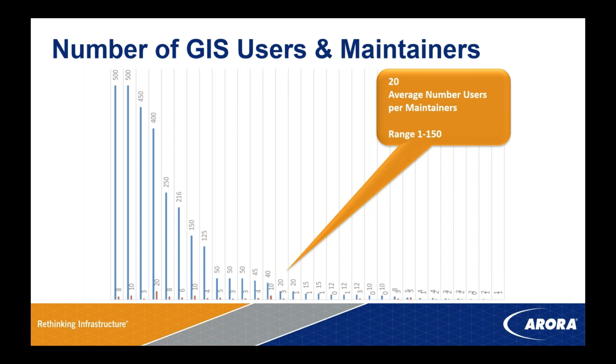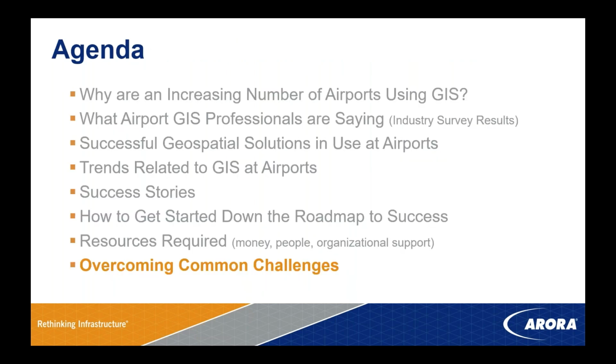The average of all these statistics here is about 20 users per one data maintainer, but that's a little bit of a misleading number because the range was so great, and we're seeing some airports with more users effectively maintain GIS with less than that number of people.